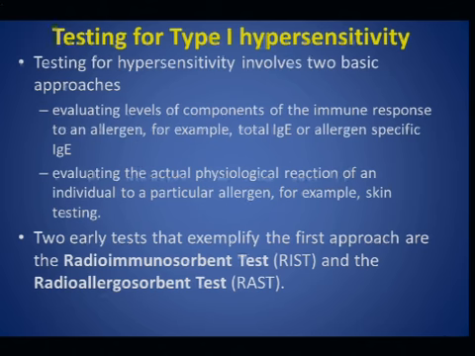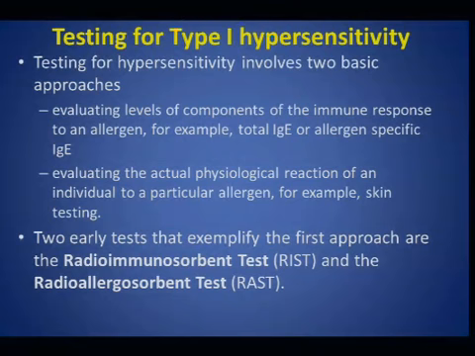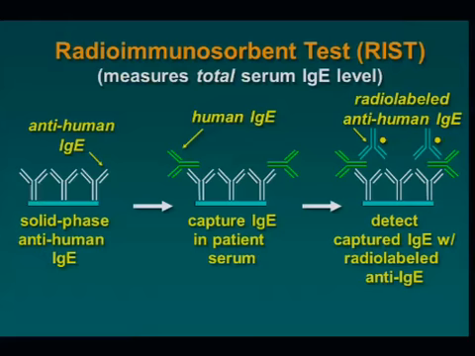So how do you test for type 1 hypersensitivity? You basically test for two things. Either you test the components of the immune system against a particular allergen, or you test the reaction of an individual to a particular allergen. Early tests were called the radioimmunosorbent test and the radioallergosorbent test. The radioimmunosorbent test is now being replaced by enzyme methods, by colorimetric methods, but the principle is the same.